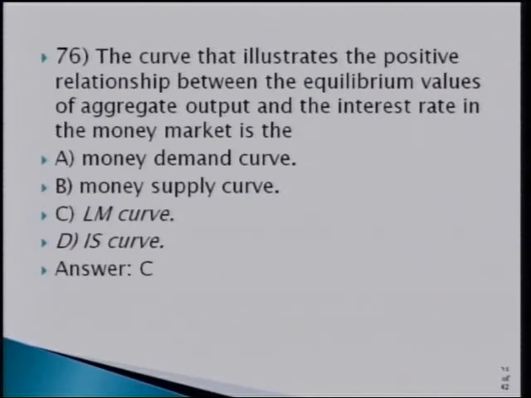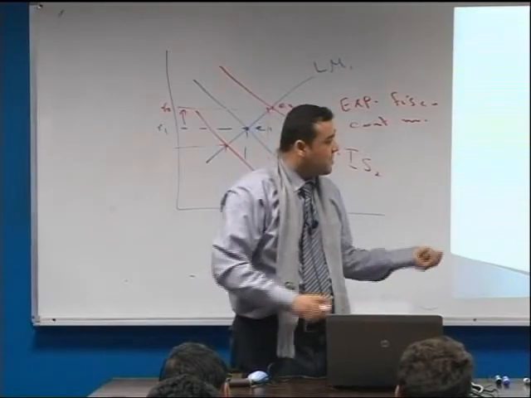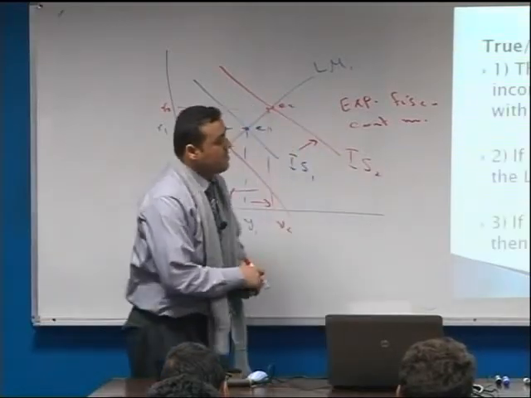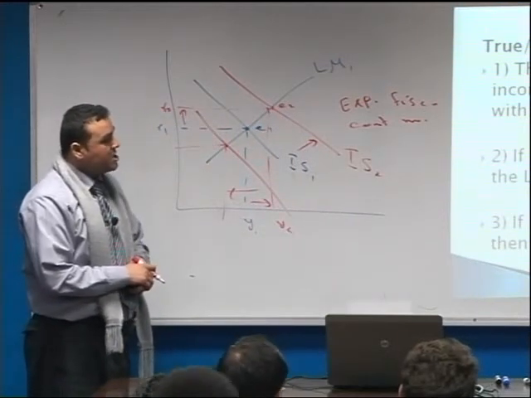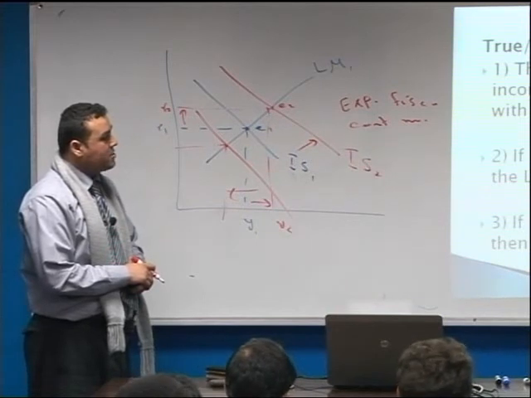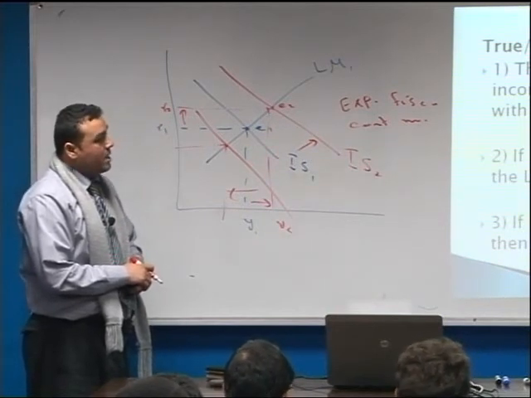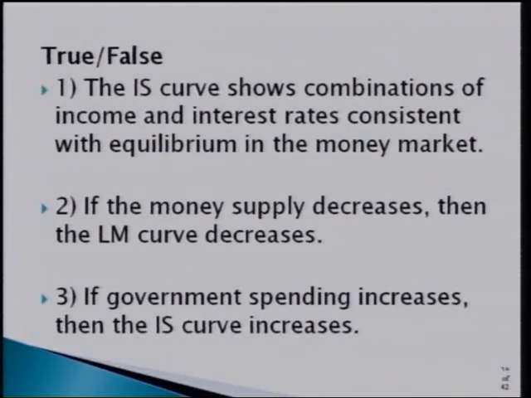The curve that illustrates the positive relationship between the equilibrium values of aggregate output and the interest rate, that's the LM, correct. Okay, true or false: the IS curve shows a combination of income and interest rate consistent with equilibrium in the money market. False, this is not the IS.